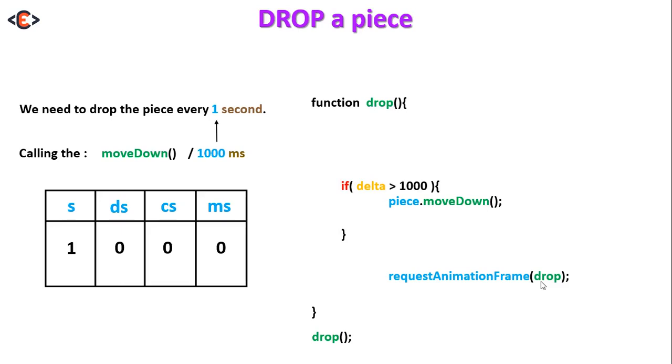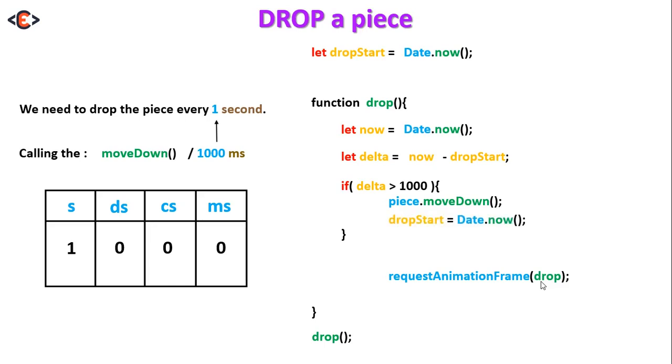What is delta? Outside the drop function, we have to set a drop start variable which is equal to Date.now. And inside the drop function, we set the variable now equal to Date.now. And then delta will be equal to now minus drop start. So delta is the difference between the now time and the last time we dropped our piece. Then after we move down the piece, we have to set the drop start to Date.now.